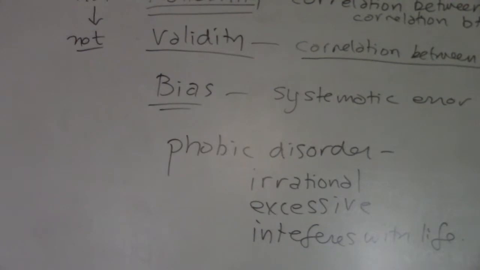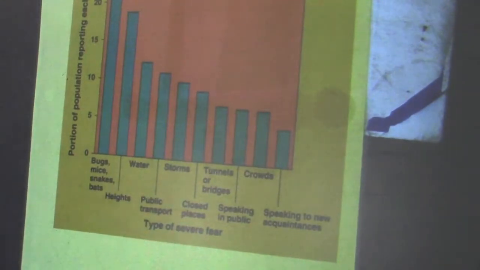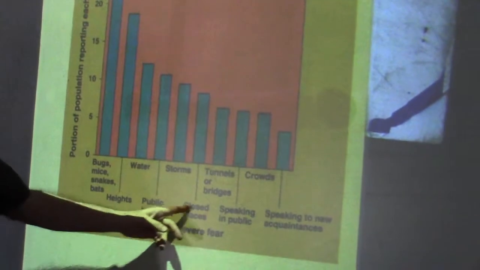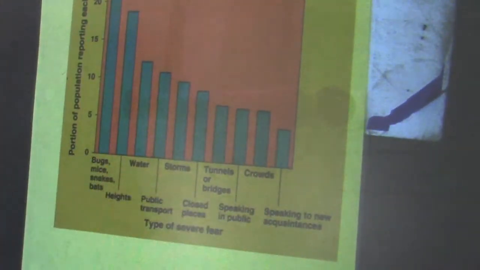So here are some of the phobias. We've got public transportation, storms, closed places. So that's claustrophobic, who's afraid of being closed in the elevator. Tunnels or bridges, speaking in public, crowds, and speaking to new acquaintances.